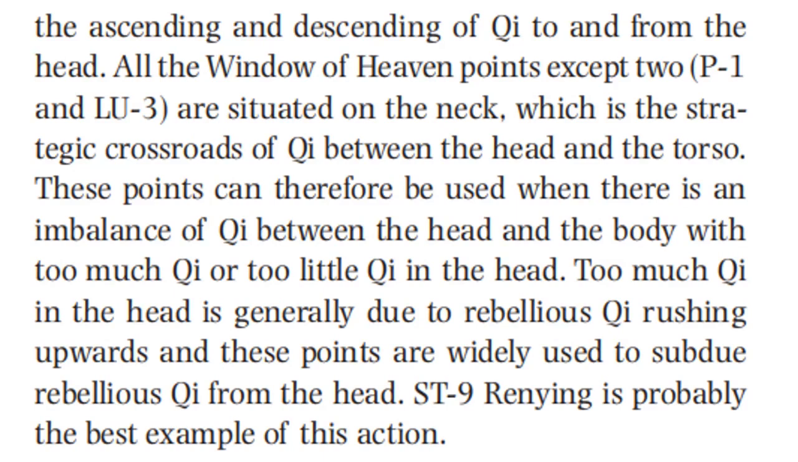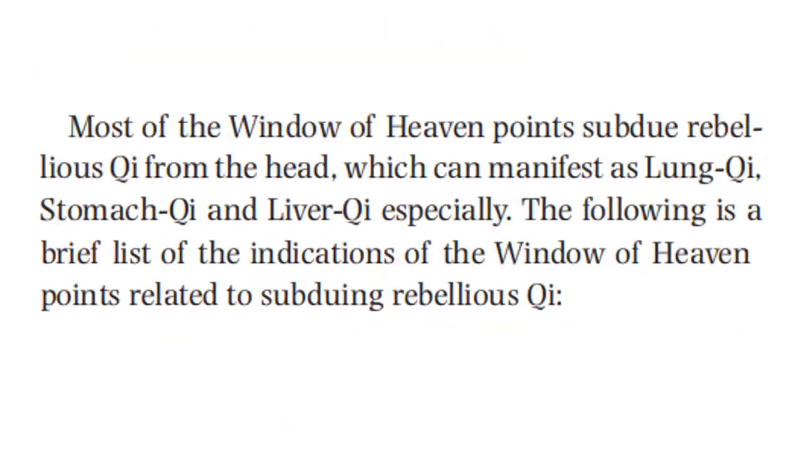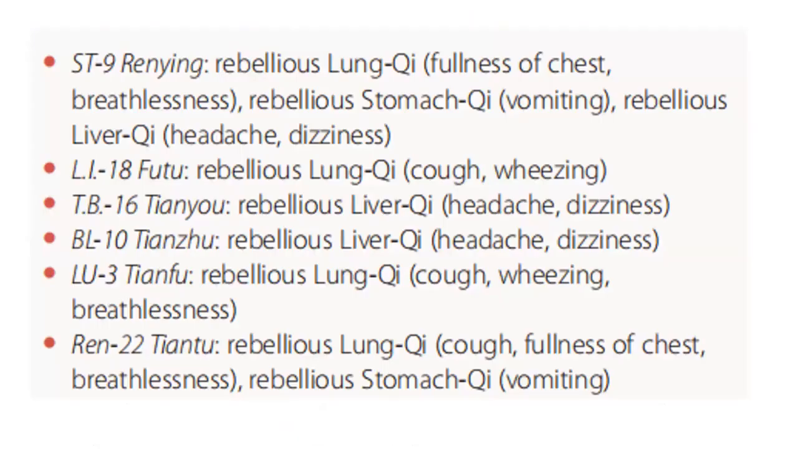Stomach 9 is probably the best example of this action. Most of the window of heaven points subdue rebellious qi from the head, which can manifest as lung qi, stomach qi, and liver qi especially. The following is a brief list of indications of the window of heaven points related to subduing rebellious qi. Stomach 9: rebellious lung qi, fullness of chest, restlessness; rebellious stomach qi, vomiting; rebellious liver qi, headache, dizziness.